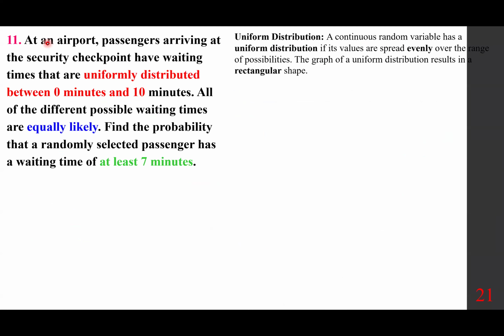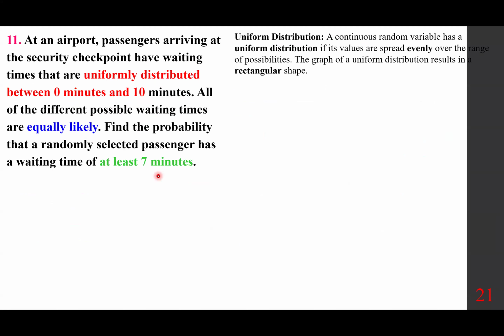At an airport, passengers arriving at the security checkpoint have waiting times that are uniformly distributed between 0 and 10 minutes. All of the different possible waiting times are equally likely. That's the meaning of uniform distribution. Find the probability that a randomly selected passenger has a waiting time of at least 7 minutes.